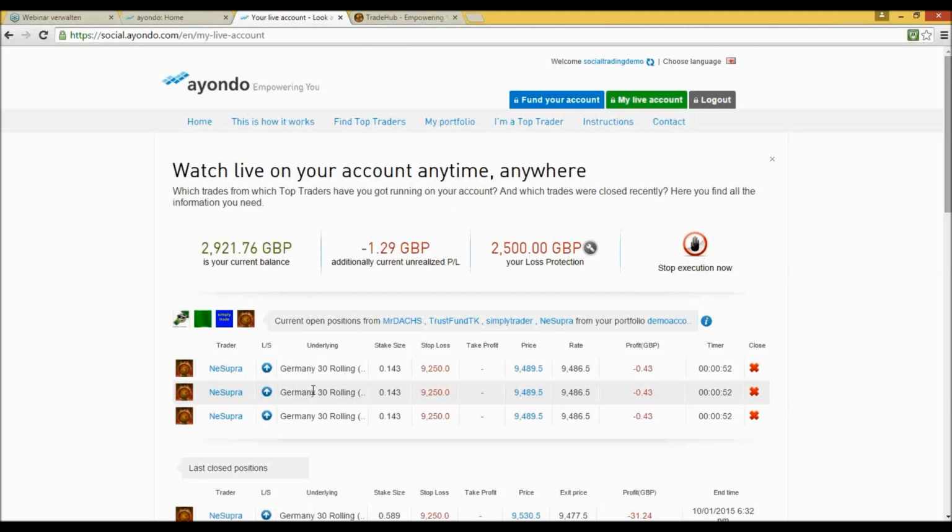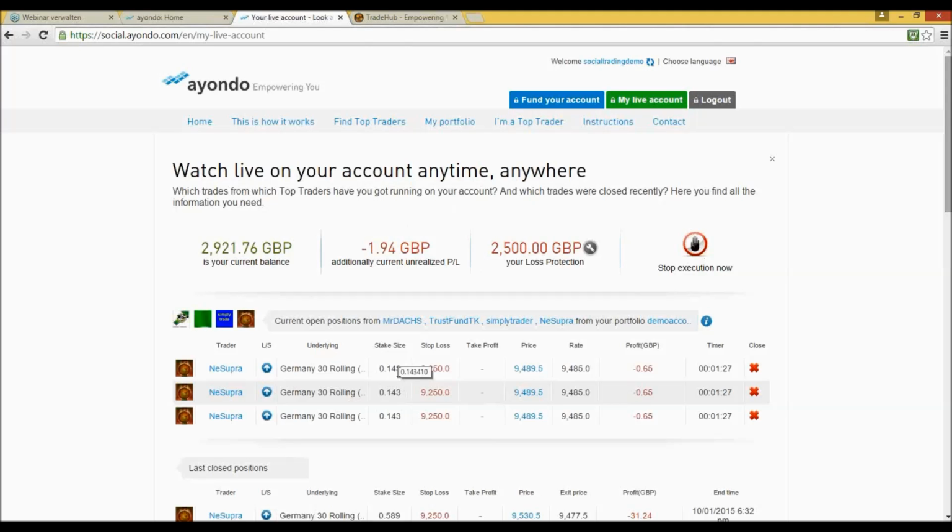We can see here he's gone long, which is denoted by the upward facing arrow. If it was short or a sell position, it would be a downward facing arrow. So he's gone long on Germany 30, and my stake sizes are quite small here, 0.143 of a pound. The reason these stake sizes are small is because they are based on a proportion to the trader's account. So the more funds you have, the bigger your position size will be.